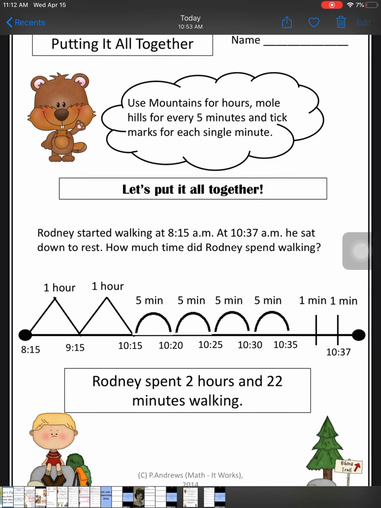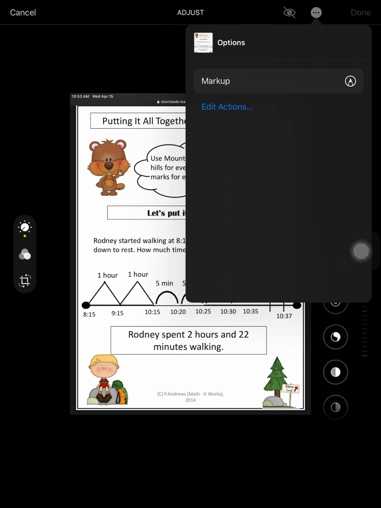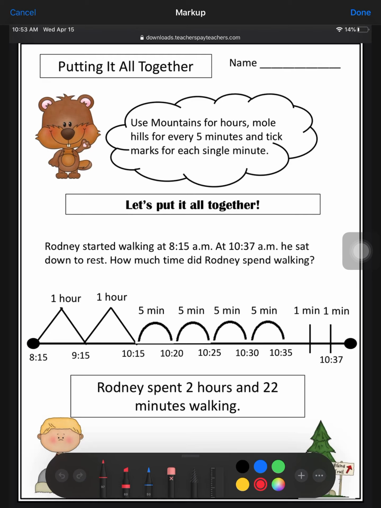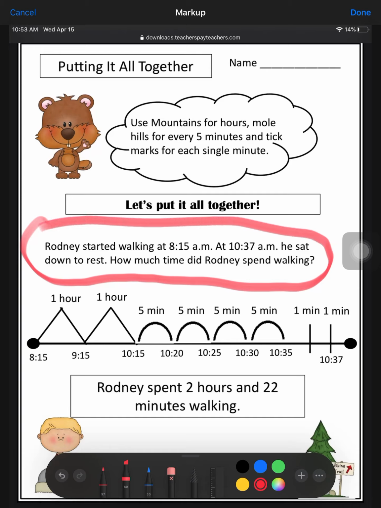Today our little mole says, use mountains for hours and molehills for every 5 minutes and tick marks for each single minute. Let's put it all together. So today his problem says, Rodney started walking at 8:15 a.m. At 10:37 a.m., he sat down to rest. How much time did Rodney spend walking?